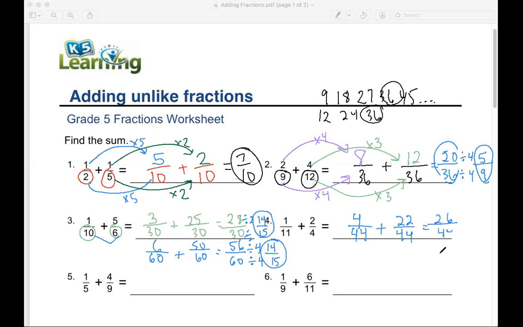We keep the denominator. Now you're probably looking at those and saying, oh, those are both even numbers. They can be reduced by a factor of 2, right? We can reduce them by a common factor of 2, which would leave us with 13 over 22. 13's prime, so we're done. As soon as you have a prime number in either the numerator or denominator, you're done.